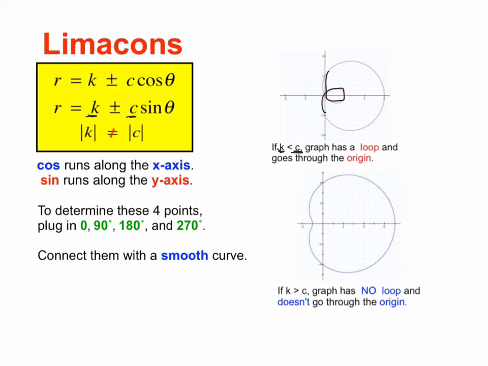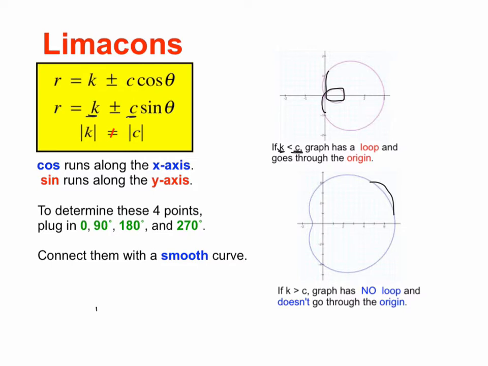If that's reversed, if the K number is bigger, then instead of coming around and looping, it never quite gets all the way back to 0 like we saw with the cardioid. So there's a little bit of a dimple, but it's not a full sharp point like we saw with the cardioids.